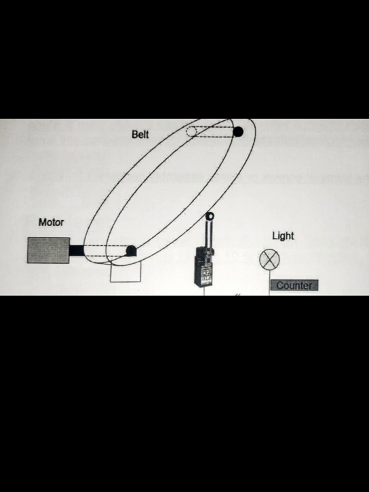In the limit switch types, the first type is the roller lever, the second is the adjustable roller lever, the third is the roller plunger, then rod lever, flexible rod, cable pull, and rotary axis. Here are the types of limit switch.